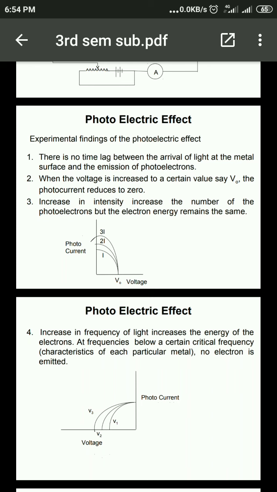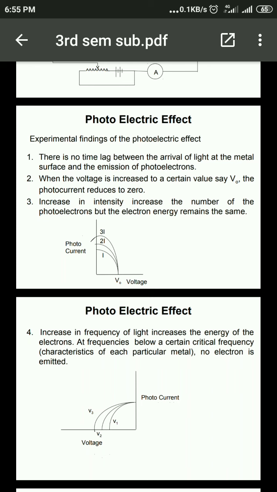Okay, so first one is there is no time lag between the arrival of light at the metal surface and the emission of photoelectrons. Second one is when the voltage is increased to a certain value, say V0, this is the stopping potential. The photocurrent reduces to zero. That means ammeter shows no reading. So that means the electron is not getting any kinetic energy. All the electrons are in the metal surface itself. It is not emitted and it's not getting any kinetic energy. So that is called the stopping potential.